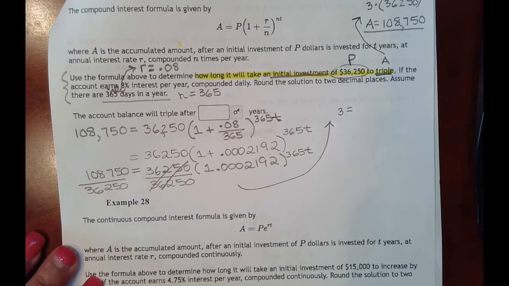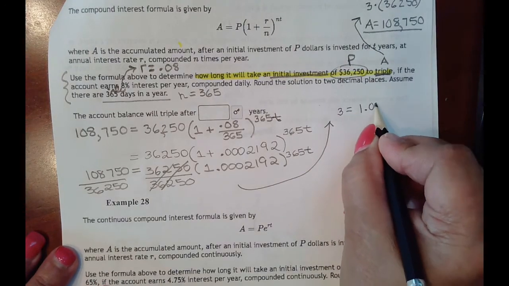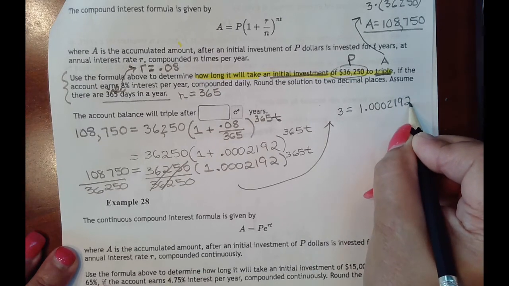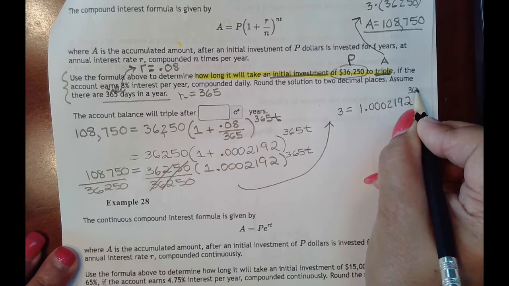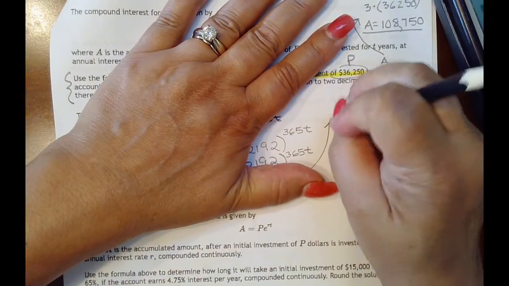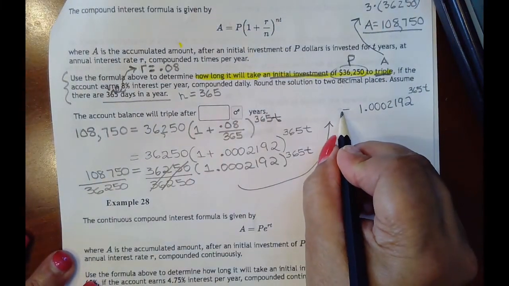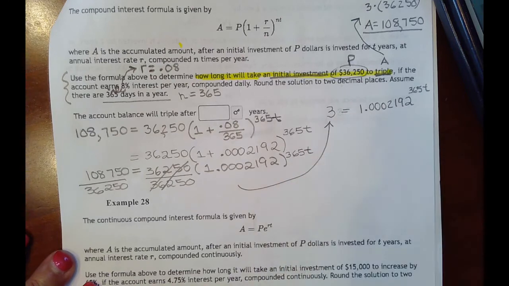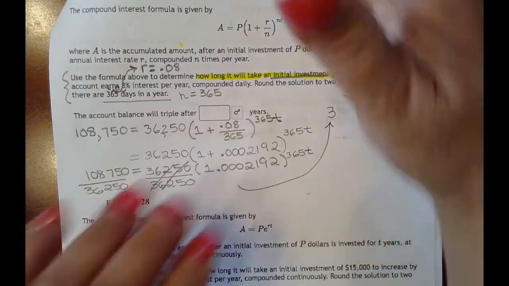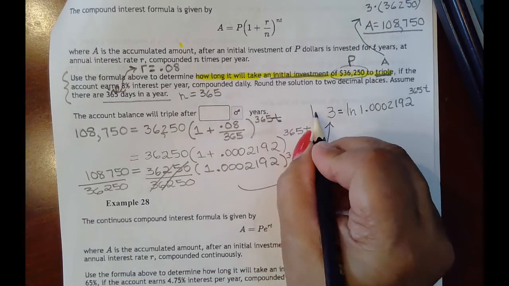And then on the right-hand side, we have the 1.0002192 raised up to a power of 365t. I'm going to move this over just a bit so I can have room to show that I am taking the log of both sides. So remember, whenever you are taking a log of anything other than base 10, you're going to be taking a natural log, just like we did in the last problem. So natural log here, natural log here.